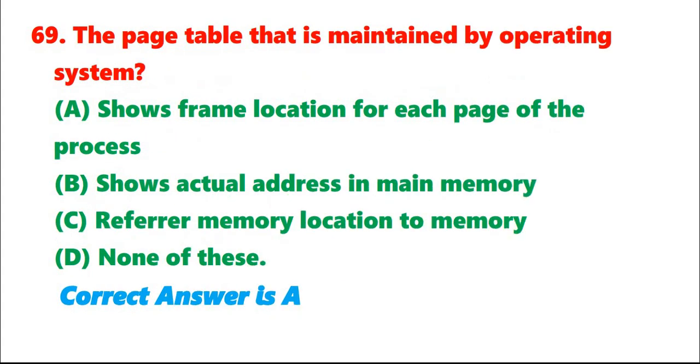69. The page table that is maintained by operating system: A. Shows frame location for each page of the process, B. Shows actual address in main memory, C. Refer memory location to memory, D. None of these. Correct answer is A.